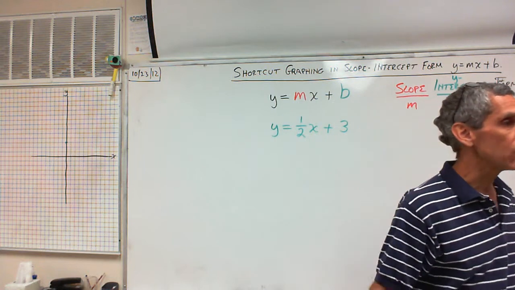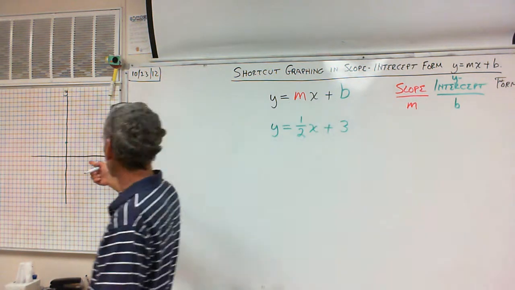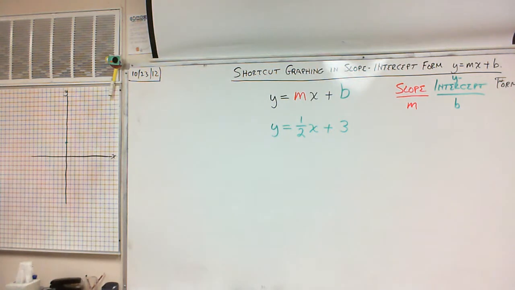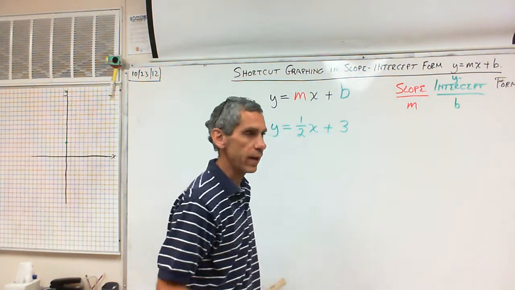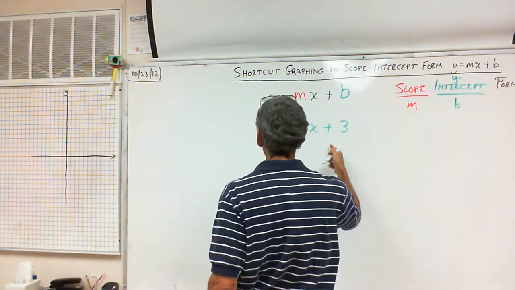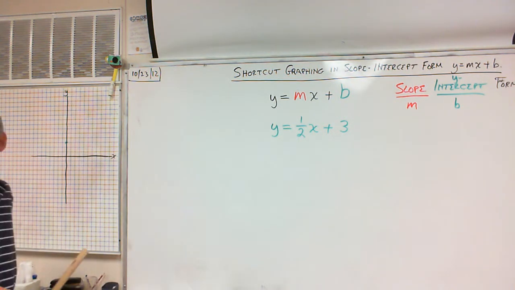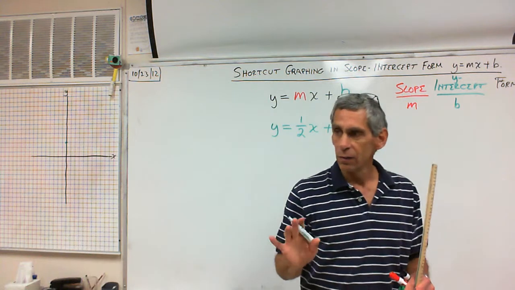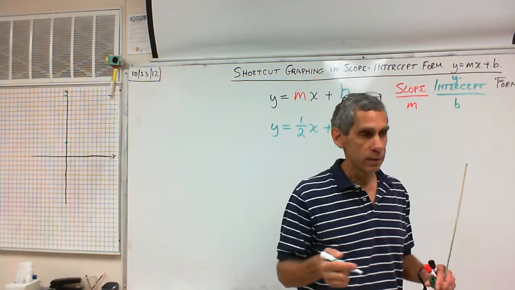I don't have to use a t-chart. I just read the problem. Oh, 3. I go over here and I go up 3 and I put a dot, because this is always going to be on the y-axis. Always the y-axis. So I just go +3 on the y-axis, put a dot. Everybody's with me so far? Pretty easy, right? Now all we need to do is find our next point.